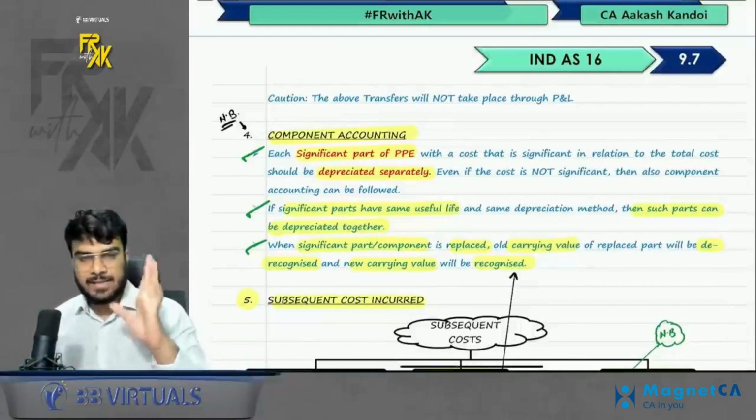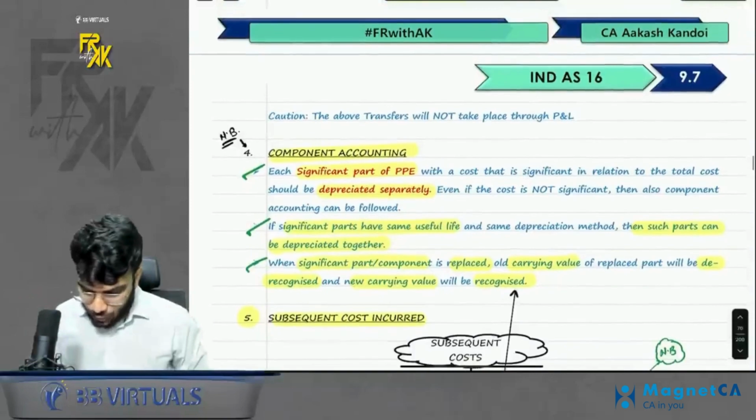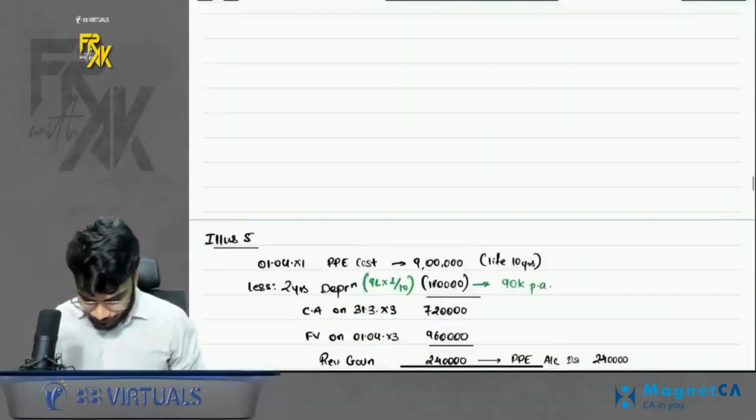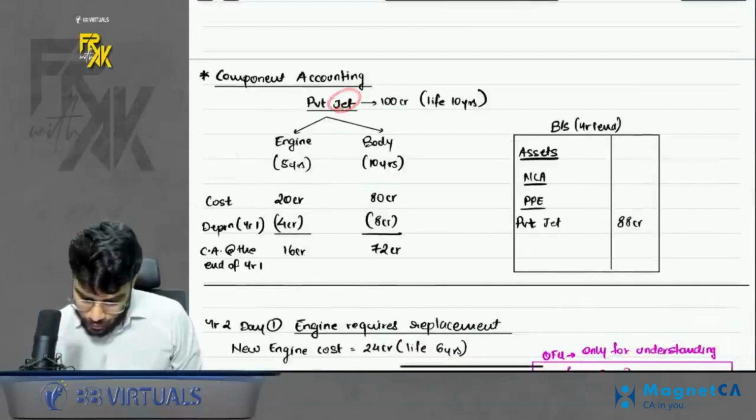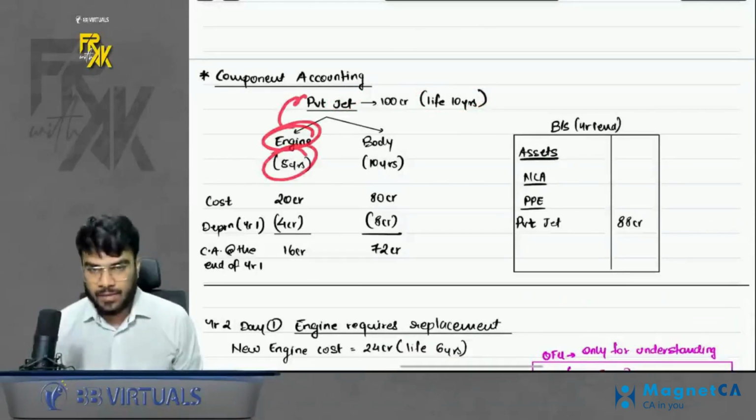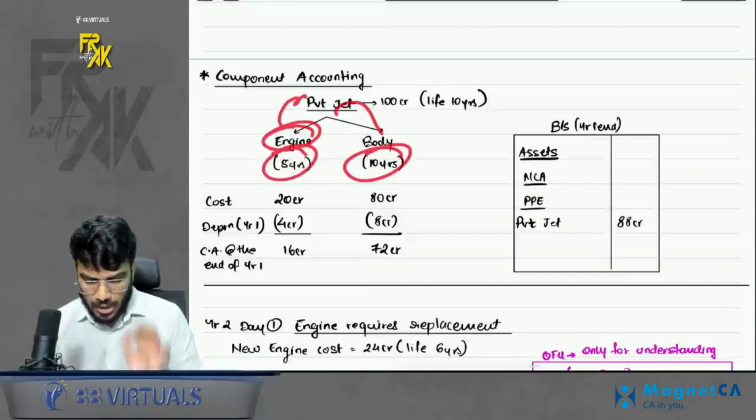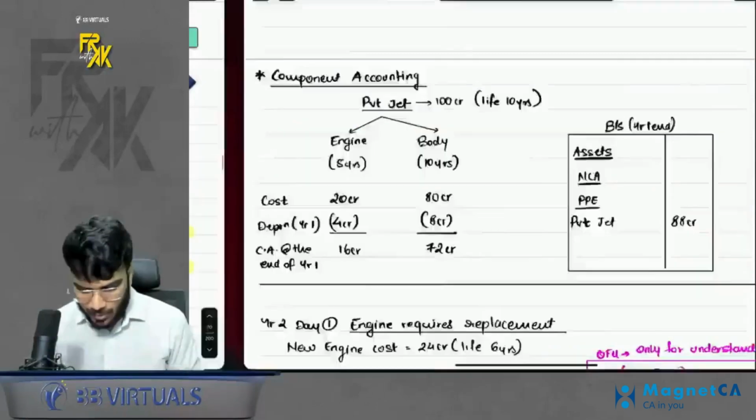It is simple. If I have a single asset which has multiple significant parts with different useful lives. Do you remember my example? I had a private jet, which had a life of 10 years, but the engine in this jet had only a life of 5 years, and the remaining body had a life of 10 years. So I will depreciate the engine separately and the body separately because they have different useful lives, right? So this is known as component accounting.